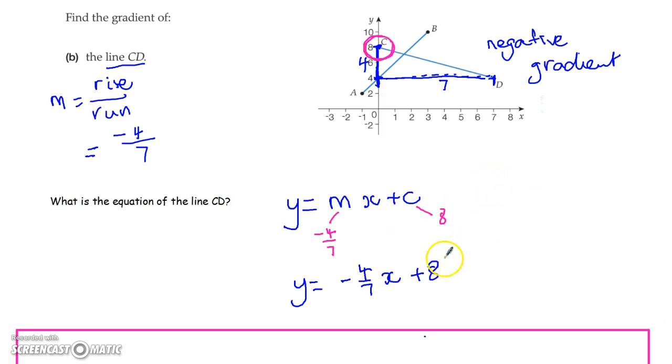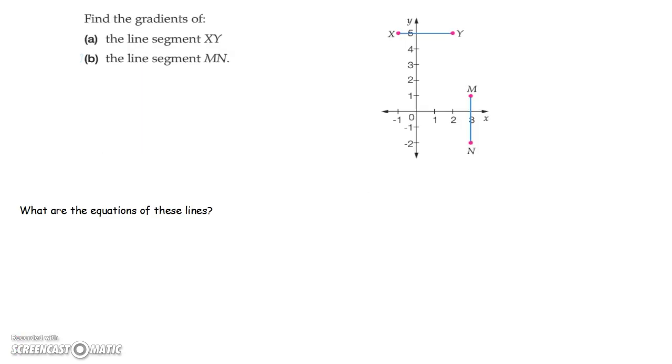So from this lesson, you've worked out how to get the gradient, and you've also worked out how to get the y-intercept, and then use that in getting the equation of the line. There's a couple of other little things that we need to know. First of all, if you've got lines like this, which are either horizontal or vertical lines.